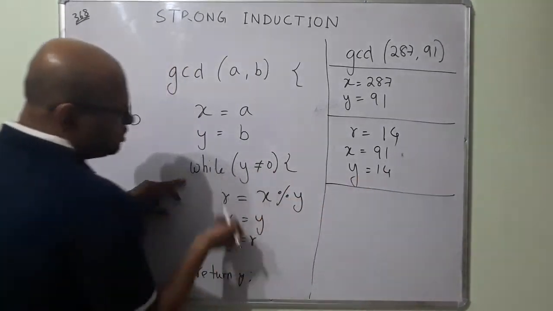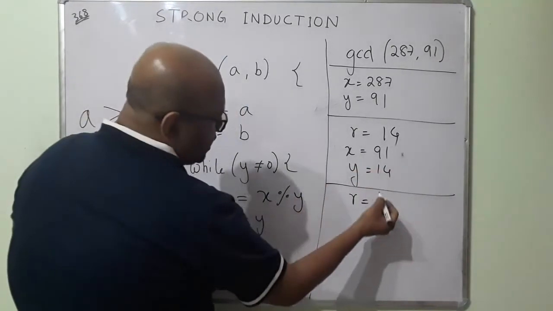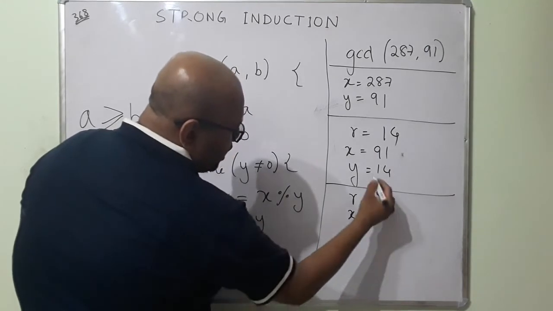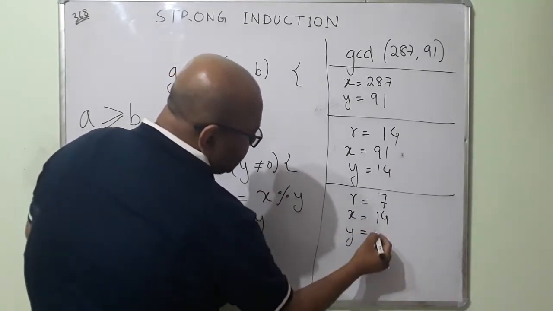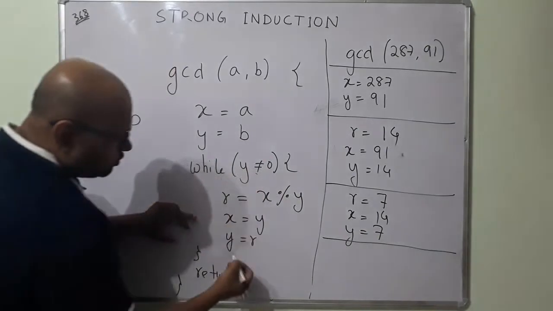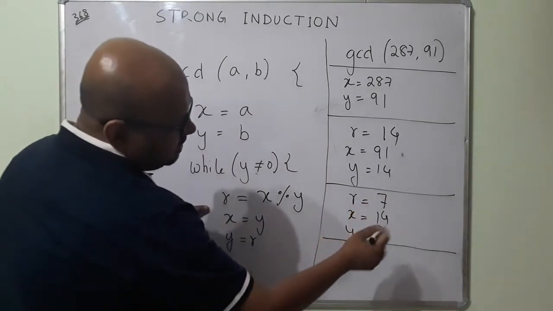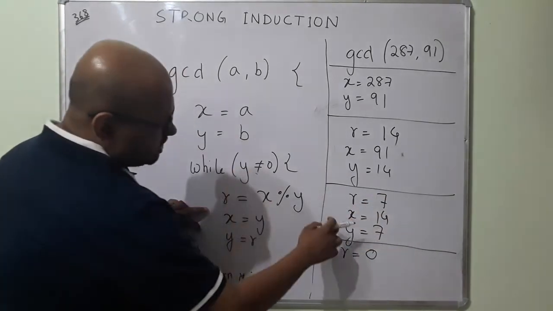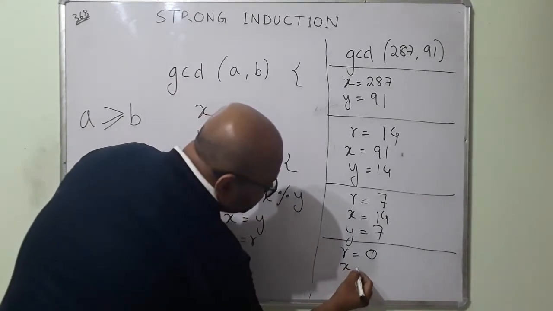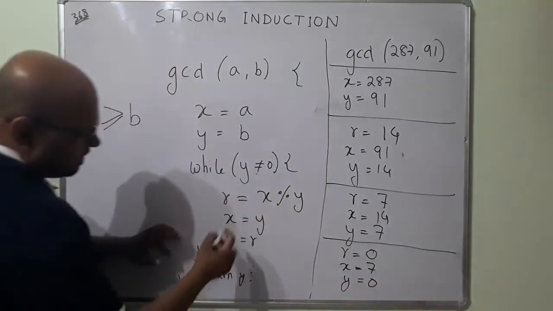Is y equal to 0? No, y is equal to 14. So we go inside. While y is not equal to 0, what do we do? r is equal to, what is x? 91. 91 divided by 14 gives a remainder of 7. Then x is equal to y, 14, and y is equal to r, 7. Now is y equal to 0? No, y is equal to 7. So we go inside again. r is equal to 14 mod 7. When I divide 14 by 7, I get a remainder of 0. So r is equal to 0. x is equal to y, which is 7, and y is equal to r, which is 0. Now I go back again.